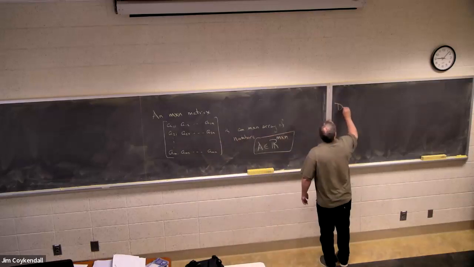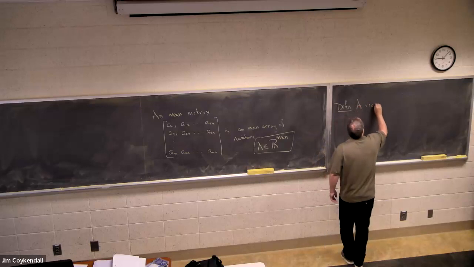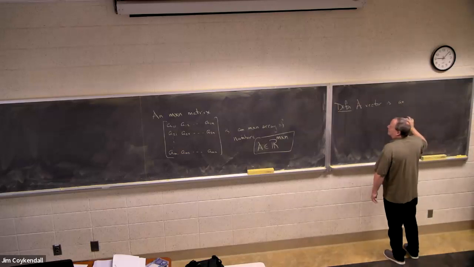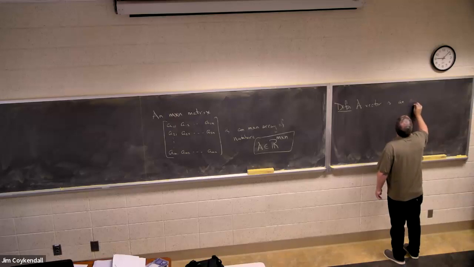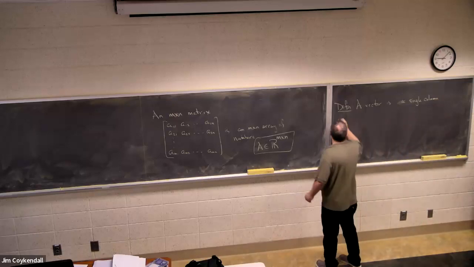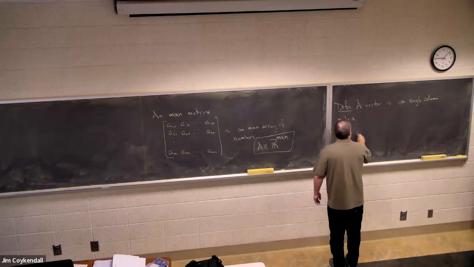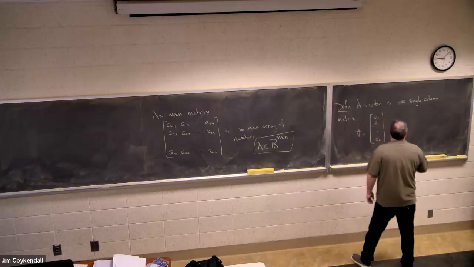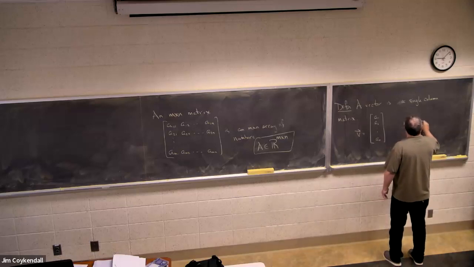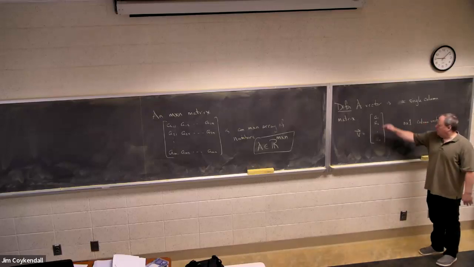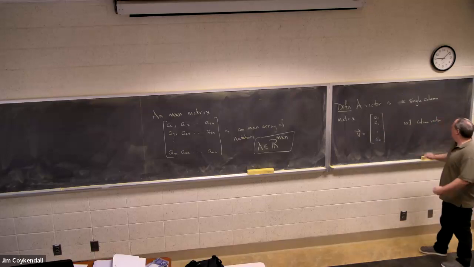A vector is, well, let's say it is a single column. So sometimes I'll write it in this form. This is an n by one column. So it's just a vertical array of numbers, right? Just n numbers, any n real numbers that you want.